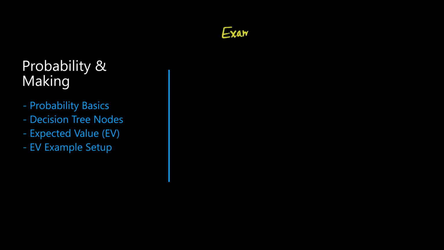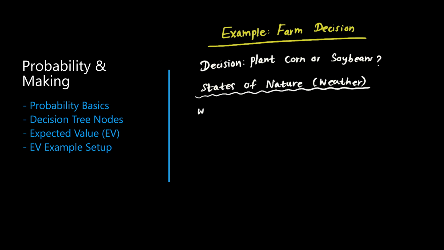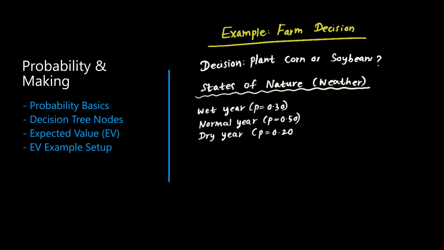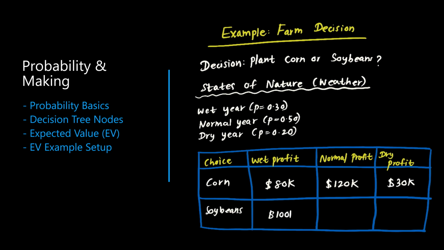Let's walk through a more detailed example. You're a farm manager deciding whether to plant corn or soybeans. Your profits depend heavily on the weather. It could be a wet year, a normal year, or a dry year. Your agricultural analyst gives you the probabilities. A 30% chance of a wet year, a 50% chance of a normal year, and a 20% chance of a dry year. They also project your profits for each scenario. If you plant corn, you'll make $80,000 in a wet year, $120,000 in a normal year, and only $30,000 in a dry year. If you plant soybeans, you'll make $100,000 in a wet year, $90,000 in a normal year, and $60,000 in a dry year.